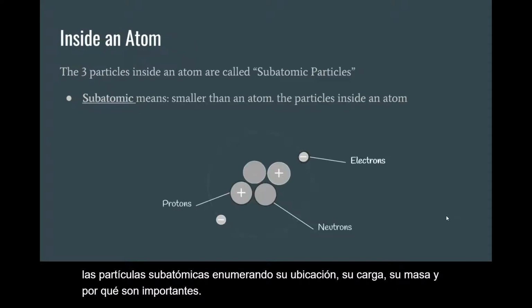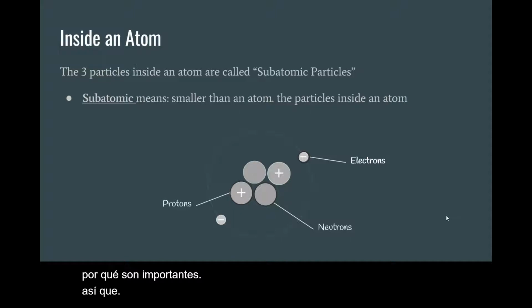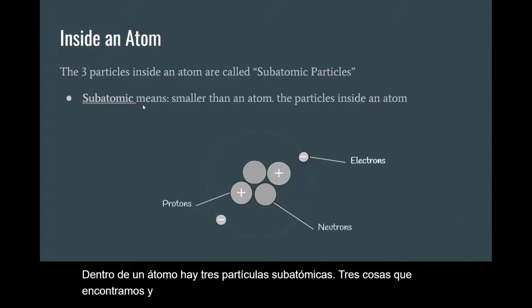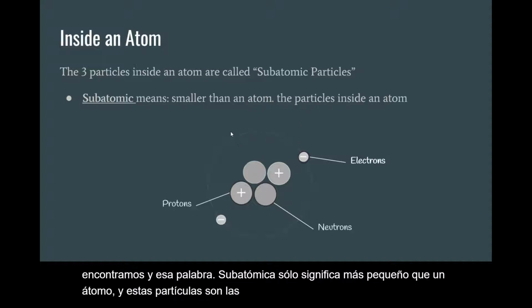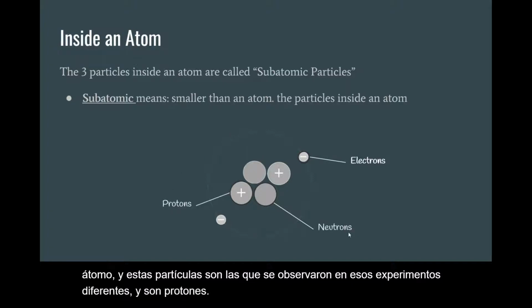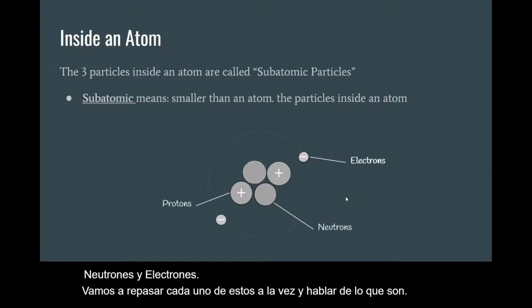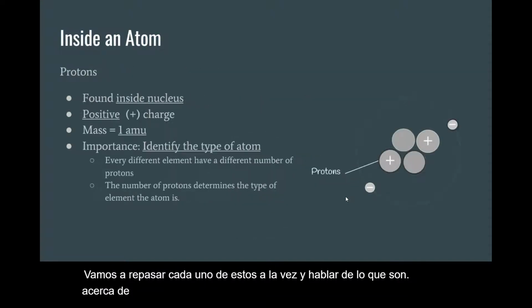So, inside of an atom, there are three subatomic particles, three things that we find. And that word subatomic just means smaller than an atom. And these particles are the ones that were observed in those different experiments. And they are protons, neutrons, and electrons. We're going to go through each of these one at a time and talk about what they're about. Let's start with the proton.